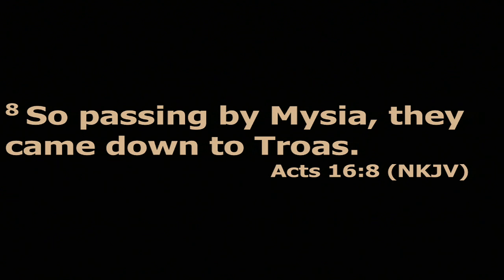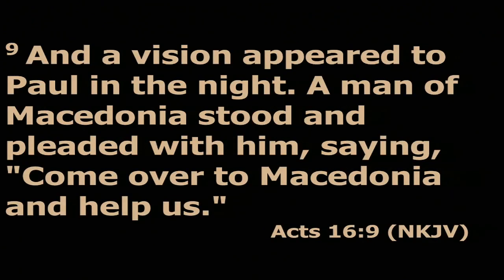So, passing by Mysia, they came to Troas. So now we don't know where God wants us to go. We're just going in the last direction we knew where we were supposed to go. They're tracking out across Mysia, and they get to Troas, which is a port city. They've gone as far as they could go. Now we're at the ocean. Now we're at the Aegean Sea. What do we do? God, where are we going to go? God, you've led me to the end of the path. Where are we going now?